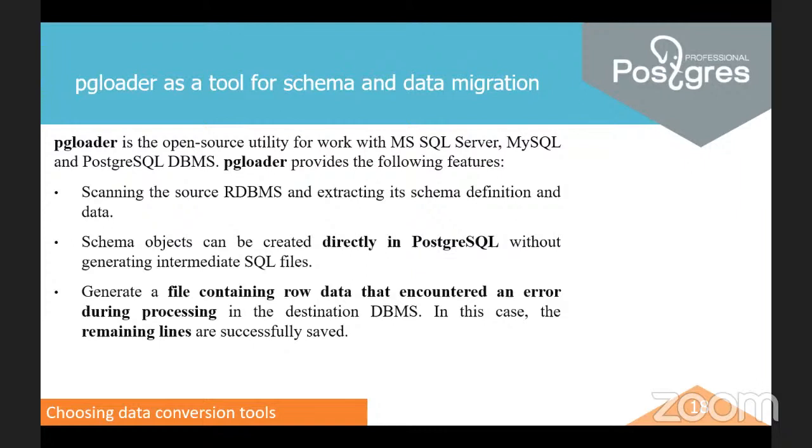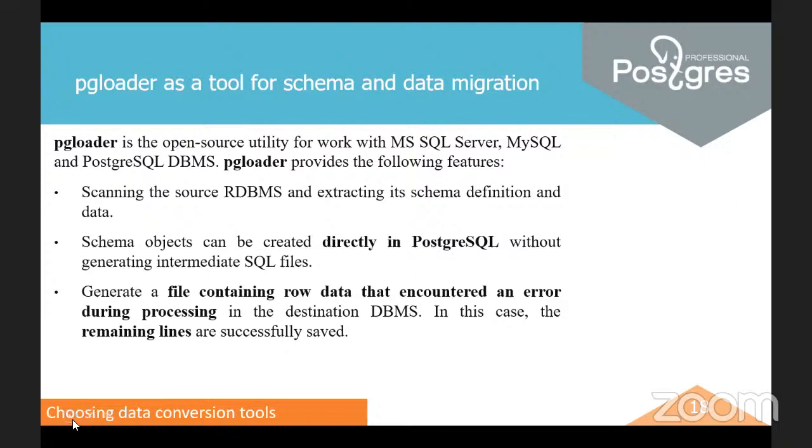The schema objects can be created directly in Postgres without generating intermediate files, and the utility generates a file containing raw data that encountered an error during processing in the destination database. In this case, the remaining lines are successfully saved. Then users can check the file to see what exactly happened.